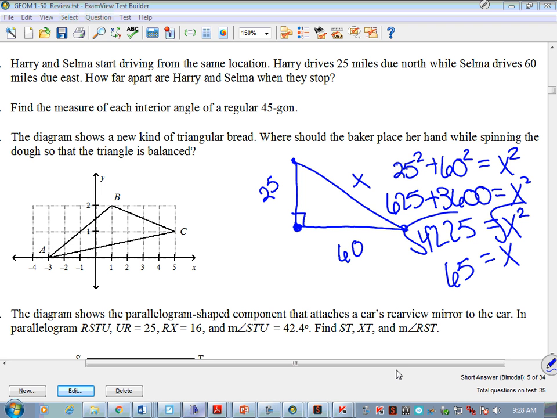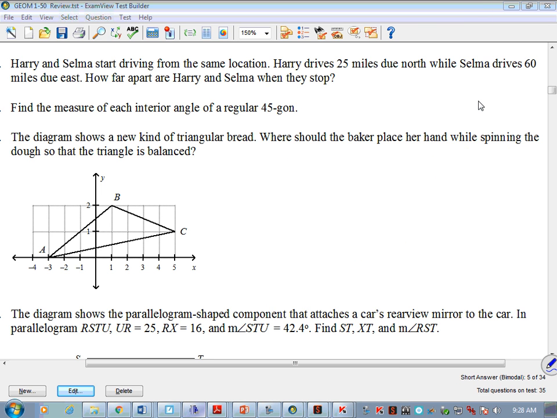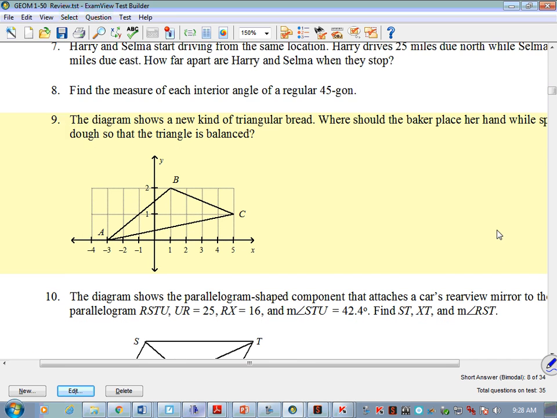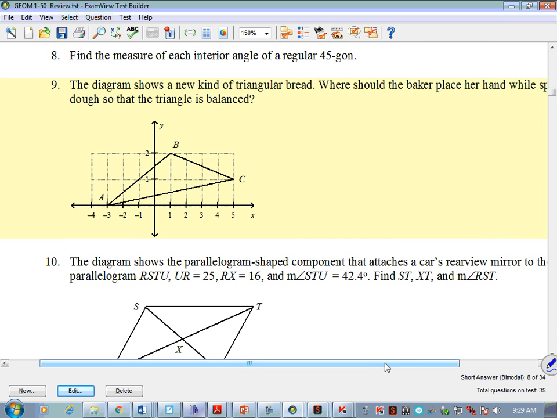Checking this question. Let's see where we're at here. We're at number 7. 7 is 65 miles. Okay, because we like including the units that they are from each other. Okay? How have we done so far on this review, just on your own as you've been checking it? Pretty good? Okay? Let's see. Number 8.